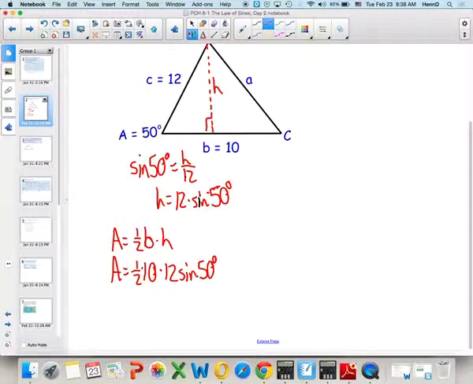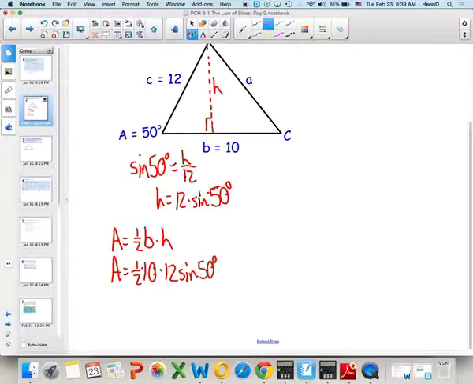We know two sides, and we know the angle between those two sides. We know two sides and the angle between them. And what ends up happening is we end up taking 1/2 times the two sides times the sine of the angle between them, right?